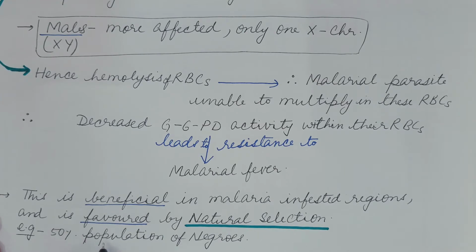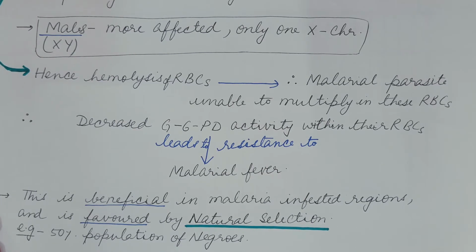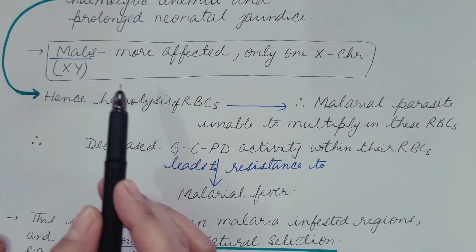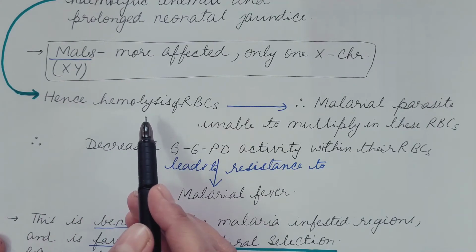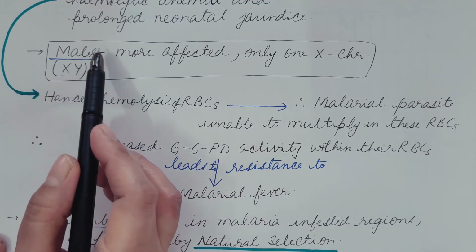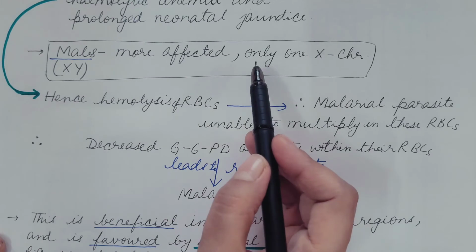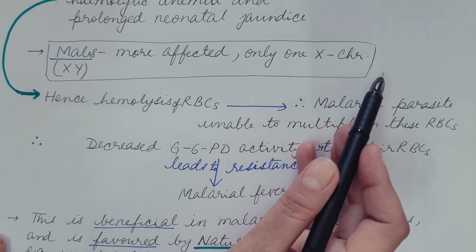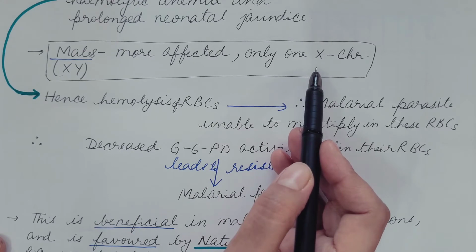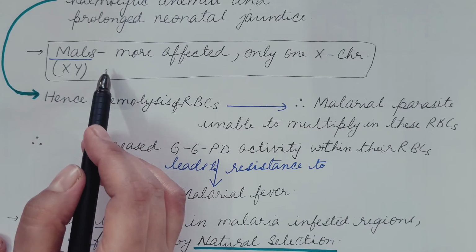For example, 50% of the population of Negroes are deficient in glucose 6-phosphate dehydrogenase because these are selected over the normal ones, as these are inhabitants of malaria infested regions. And this deficiency is caused by a recessive gene present on the X chromosome. So males are more affected because they have XY sex chromosomes, and hence there is only one X chromosome. So one copy of the gene is responsible for this disease.